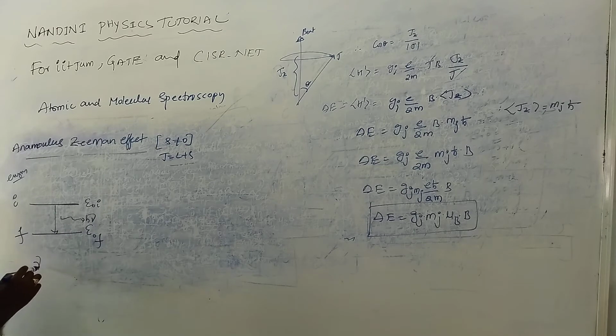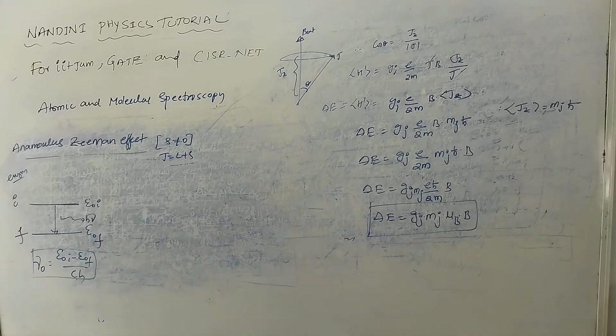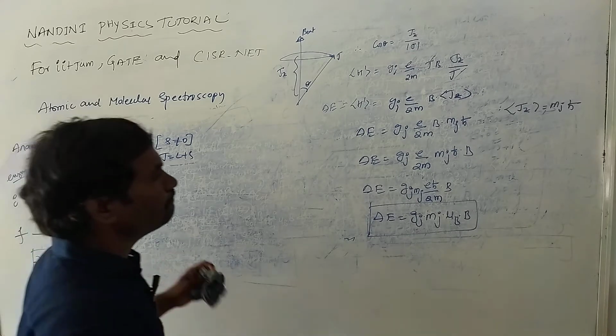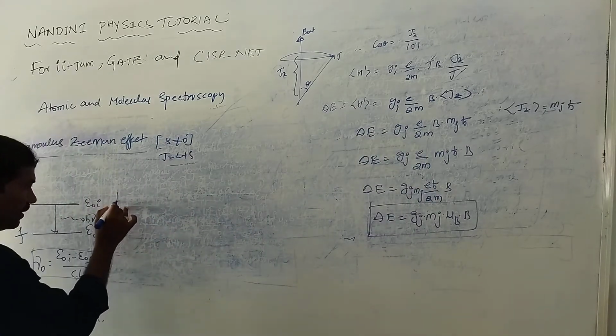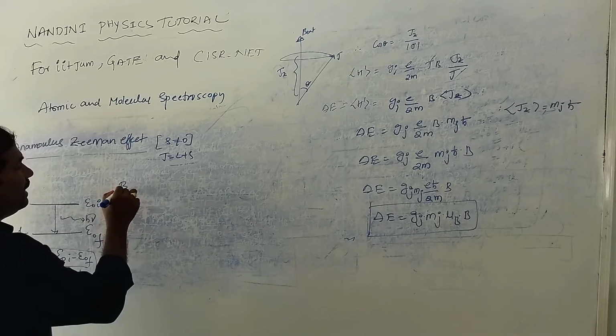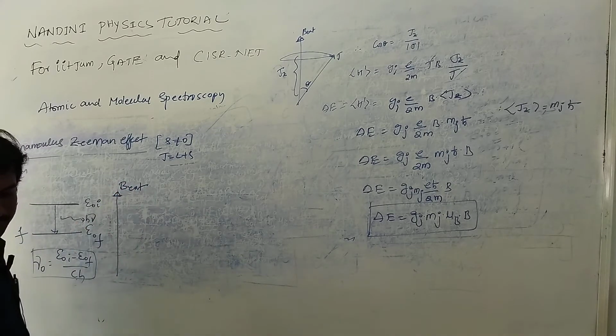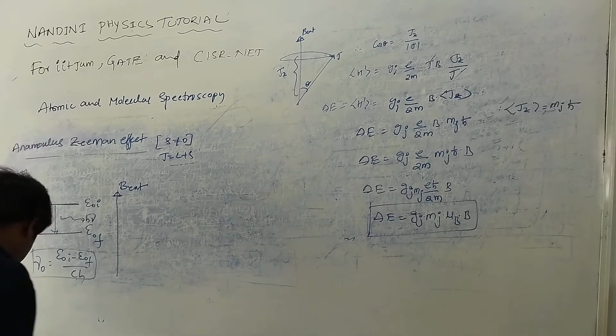The electron jumps from the initial state to the final state and emits a photon. What is the frequency? That is the frequency before going into the magnetic field, when it is not placed in a magnetic field. That frequency is called nu naught, which is nothing but E naught i minus E naught f divided by h. So this is the total frequency before applying the field. Say now the atom is placed in an external magnetic field B.